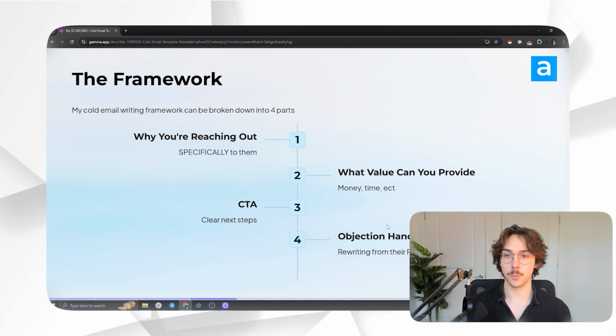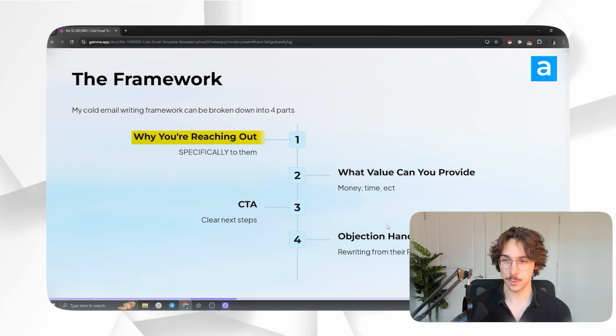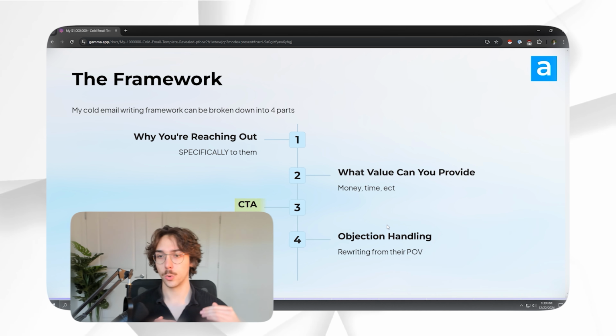So first, the framework. This is the framework. It boils down to 4 simple points. It's really not that complicated when you break it down, but this is ultimately what it is. The first part you're going to talk about in your cold email is why you're specifically reaching out to them. Then you're going to talk about what value you can provide. Then you're going to talk about the next steps that they should take. So this is your call to action. And then we're going to objection handle.